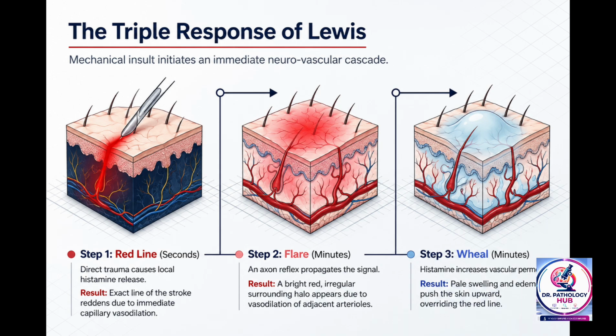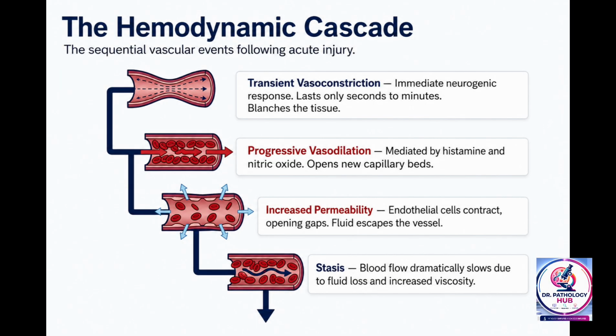Step 1 is the red line, appearing within seconds due to localized capillary dilation from direct mast cell histamine release. Step 2 is the flare, a bright red irregular halo spreading outward via an axon reflex that dilates adjacent arterioles. Step 3 is the wheal, a pale, elevated patch of localized edema pushing the skin upward as fluid escapes the leaky microvasculature.